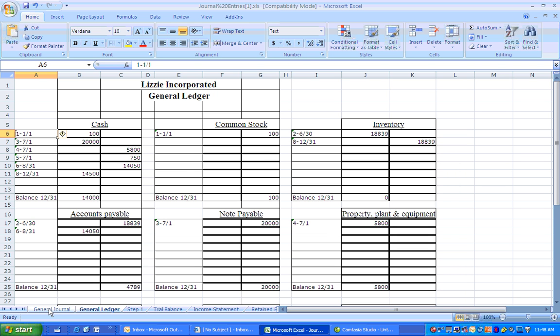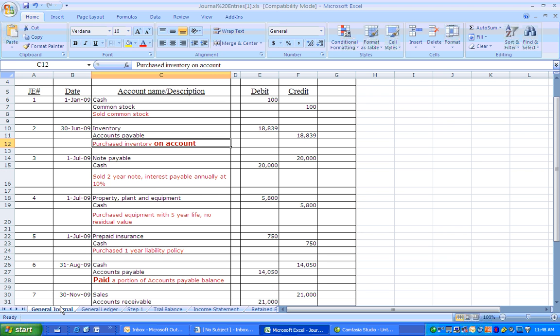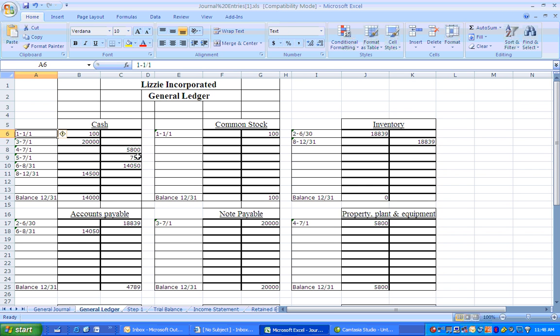Third transaction for Lizzie. She sold a 2-year note. So there's notes payable. That's a liability. Liabilities are credits. We want to increase the credits, or increase the liability, so we credit it for $20,000, and we're increasing Lizzie's cash by $20,000. Again, over here on the general ledger, there's journal entry number 3, $20,000, increasing cash. And let's go over to notes payable, journal entry number 3, $20,000.